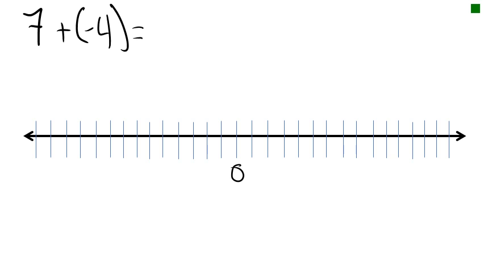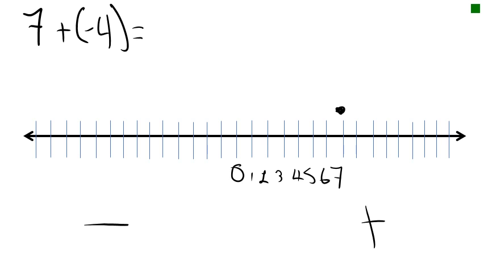So let's count up 7. To the right of our 0 is positive, and to the left is negative. We're going to count, find our highest point, which is our 7. So we have 1, 2, 3, 4, 5, 6, 7. Okay, we're starting here. We're going to add a negative 4.